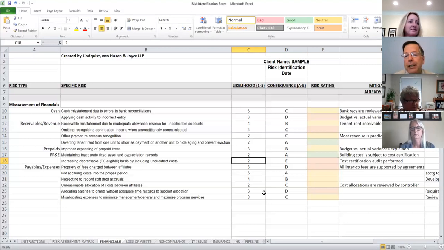But if we decided the likelihood was a 5 instead of a 2, you see how the cell became red now, because it's now a high risk, because it's a devastating impact and it's very likely to happen. So that's the importance of the likelihood and the consequence.